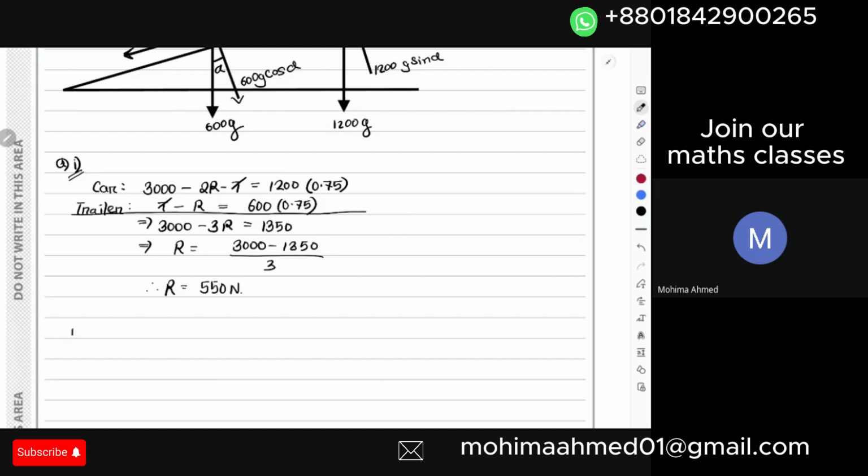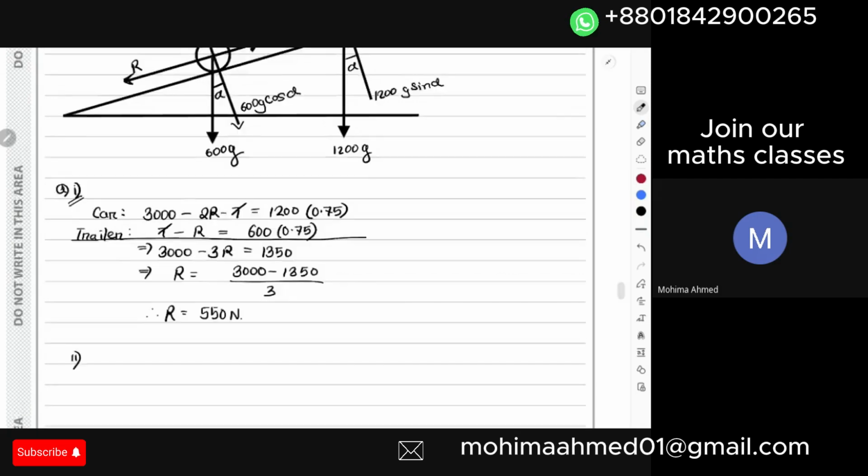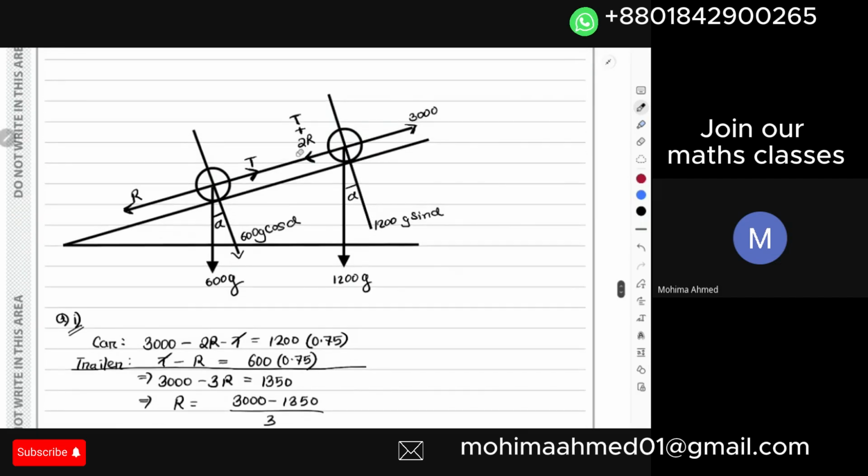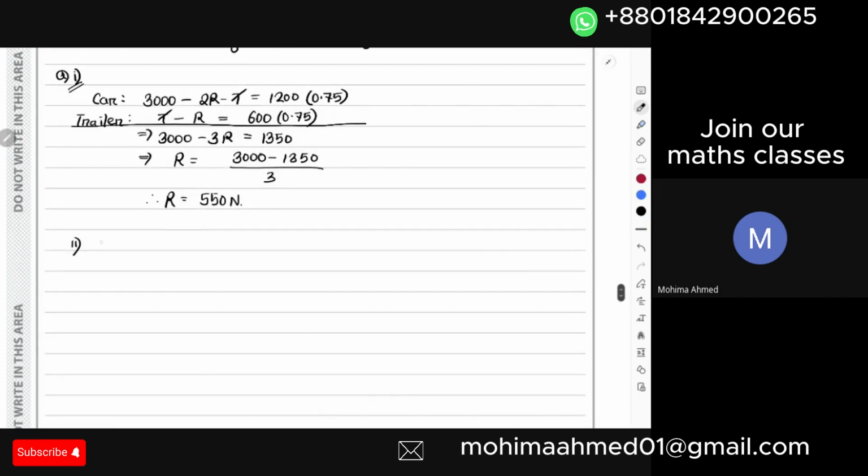After that, for your part 2, they're asking for the tension calculation, right? For that tension, we can easily calculate: 3000 minus 2R minus T equals MA, right? You can use the equation for the car only. 3000 minus 2R minus T equals 1200.